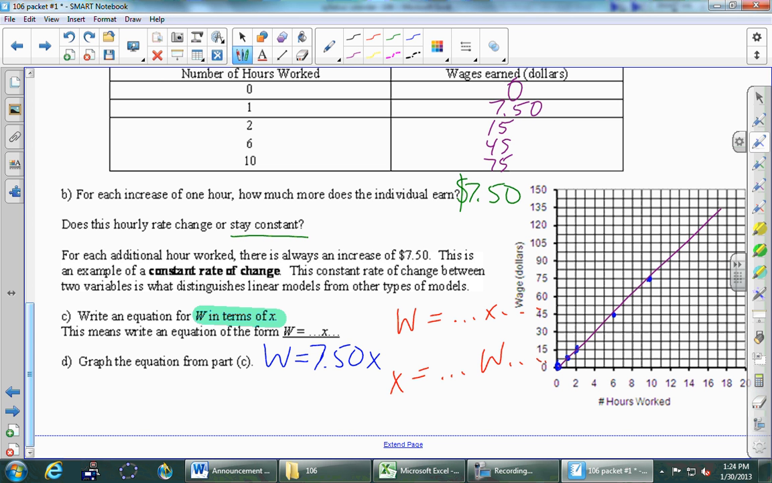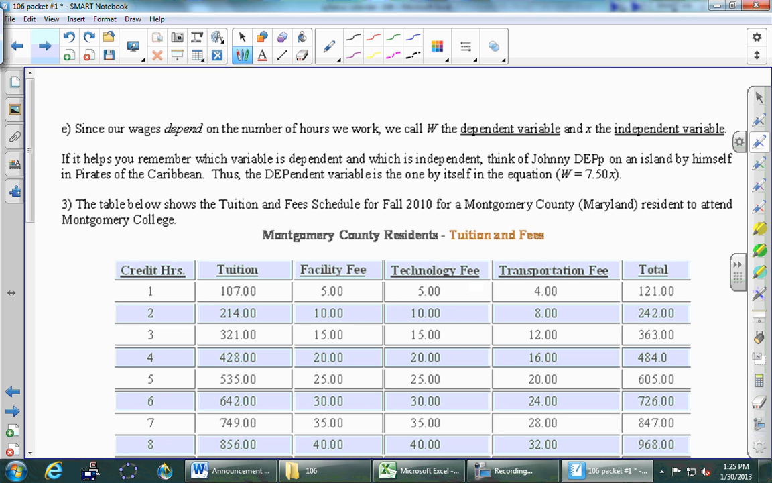Okay, and then we've got the graph over there of all the different number of hours we could work and the salaries we would get. If we're ready, we'll move on to the next page. And we'll go to Sam. Can you read E?